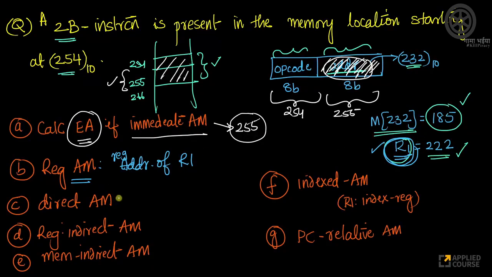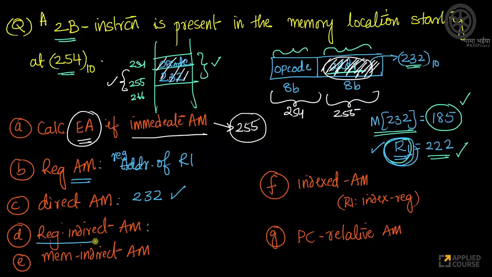So what about direct addressing mode now? In direct addressing mode, the address field is looked at as the address of where the data is located in memory. So this address field has the value 232, and this has the opcode. In direct addressing mode, this is used as the address of the data, which means your effective address here is 232 itself. Very simple, right?